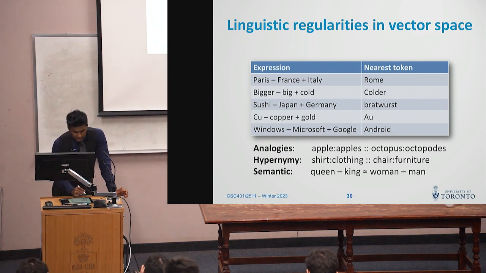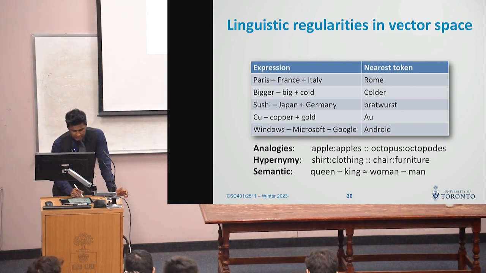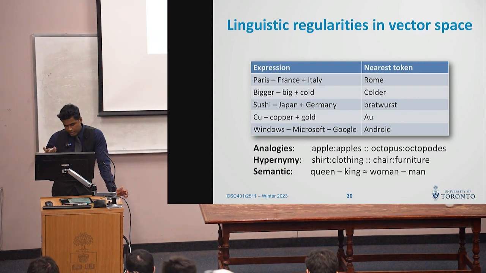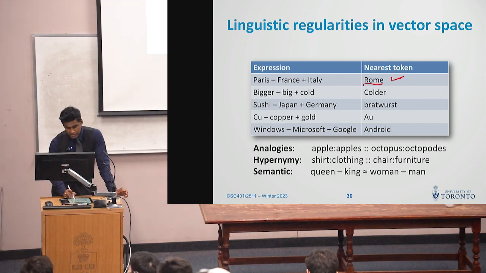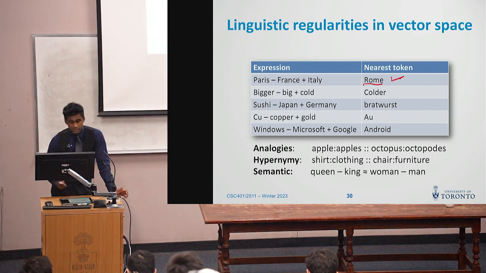Other patterns that we see in the latent space include analogies like pluralities of objects and superordinate word relationships, for example, shirt is to clothing as chair is to furniture. And the very famous queen minus king is equivalent to woman minus man. So these kinds of similarities.